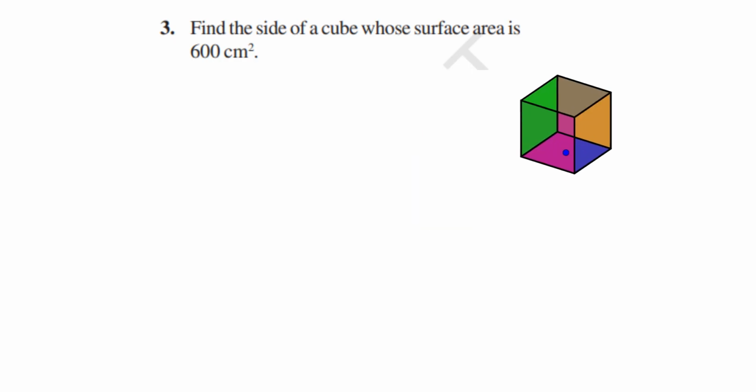What will be the formula for TSA? TSA of a cube is equal to how much? 6a square. The 6a square value is 600. Then a square will be how much? 600 divided by 6. So a square will be 100. A will be under root 100. A will be 10 centimeters.